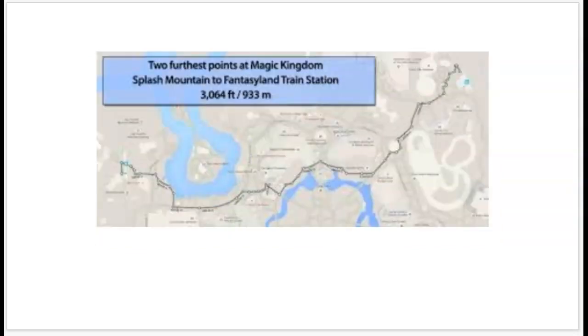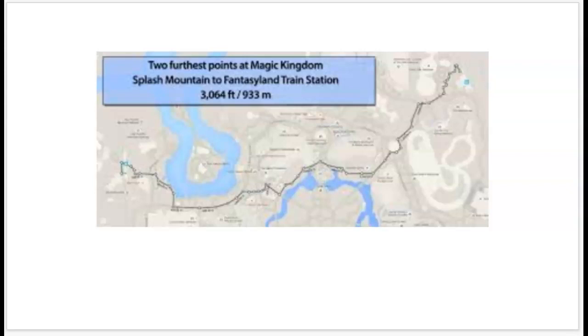This is interesting. This talked about the two furthest points at Magic Kingdom, and this is just a little tidbit. I never realized this, so if you were there, the two farthest places away that you would have to walk would be Splash Mountain to Fantasyland train station. So the two farthest places away. So the reference point for Splash Mountain is the train station and vice versa. So anytime we're talking about positions, we always have to have a reference point. And this is one of those things in science that's kind of common sense. Once you start thinking about it, anytime we discuss a position, we have to use a reference point, okay?